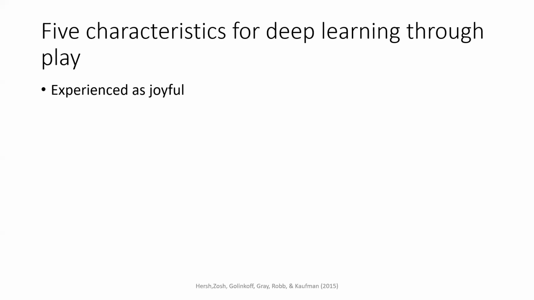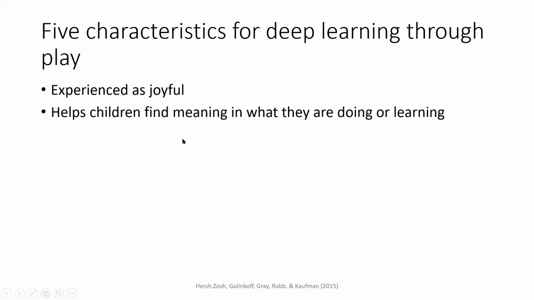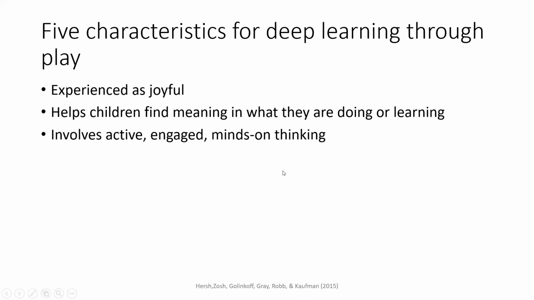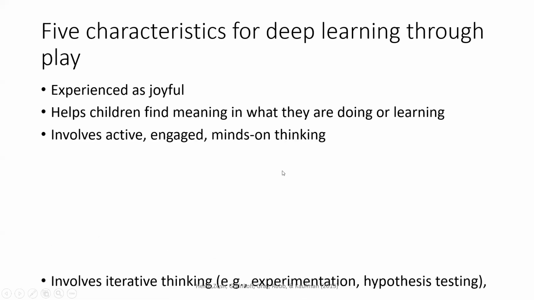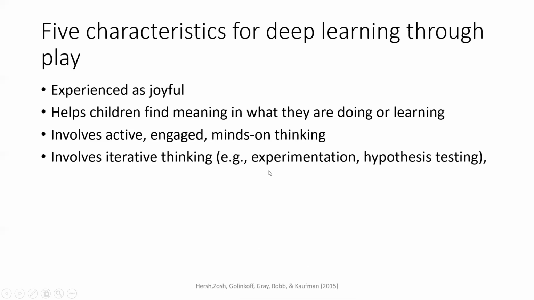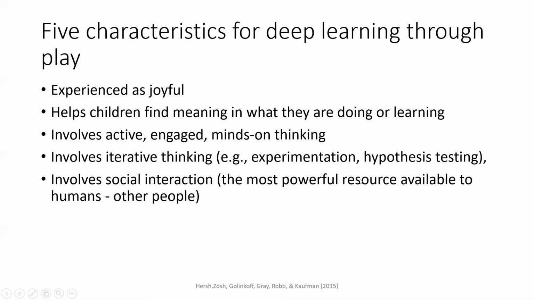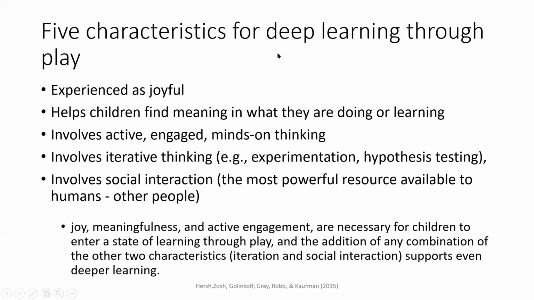So the five characteristics to get that child's brain into deep learning are joyful, meaningful, interactive, scientific, and social. We're going to go back through each one of these. So now we're going to cover each one of those.